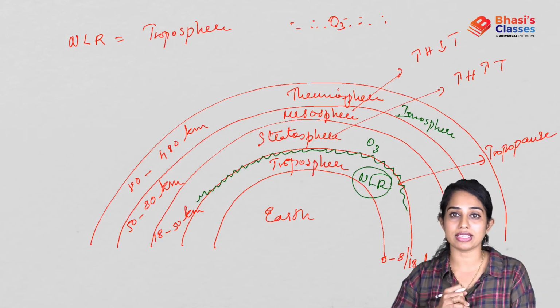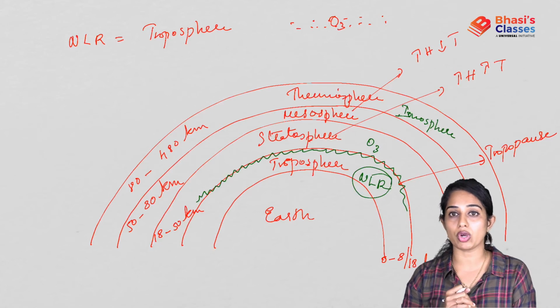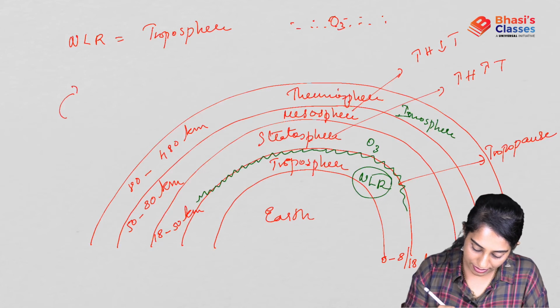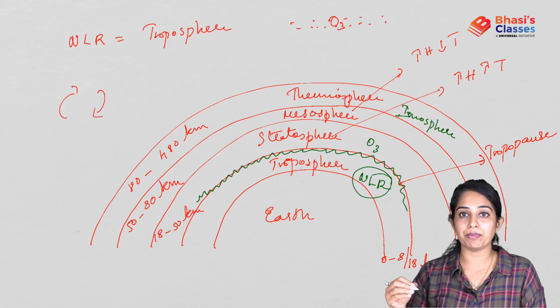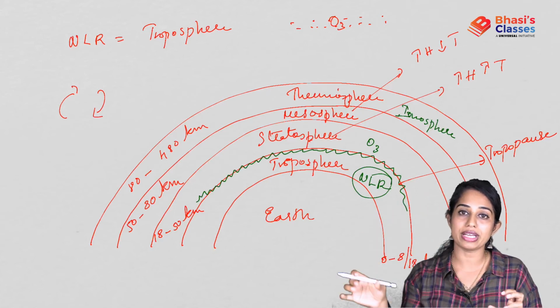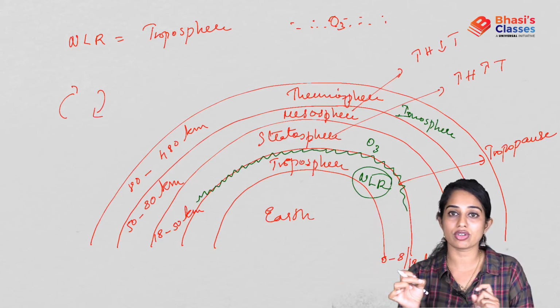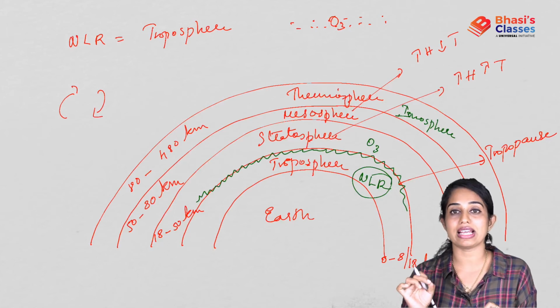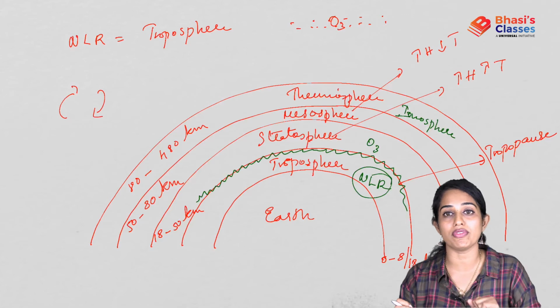Another important thing is that in the troposphere, what we observe is convection of air. What is convection of air? This is convection of air. That is the upward movement of air and then coming back. That means warm air is going up, cold air is coming down. The cycle of this is called convection of air. Convection of air happens in the troposphere, whereas in the stratosphere, conduction happens.